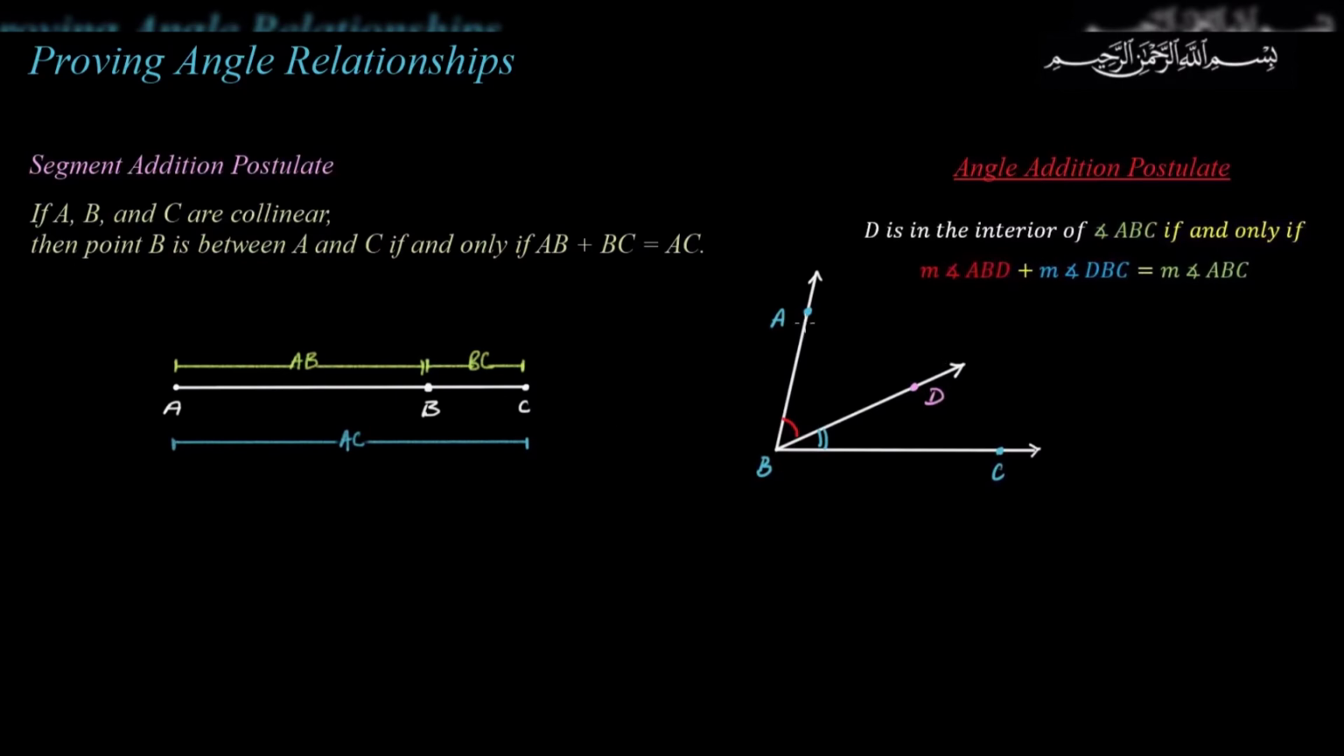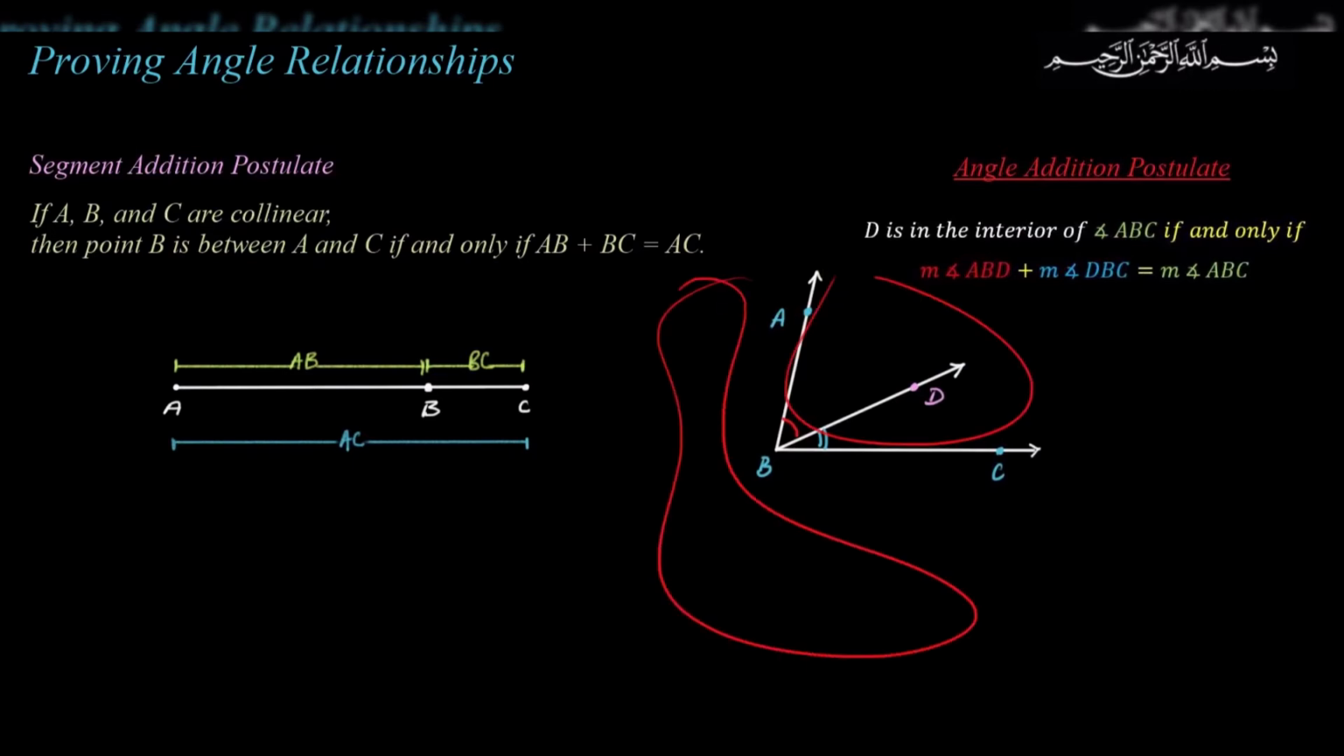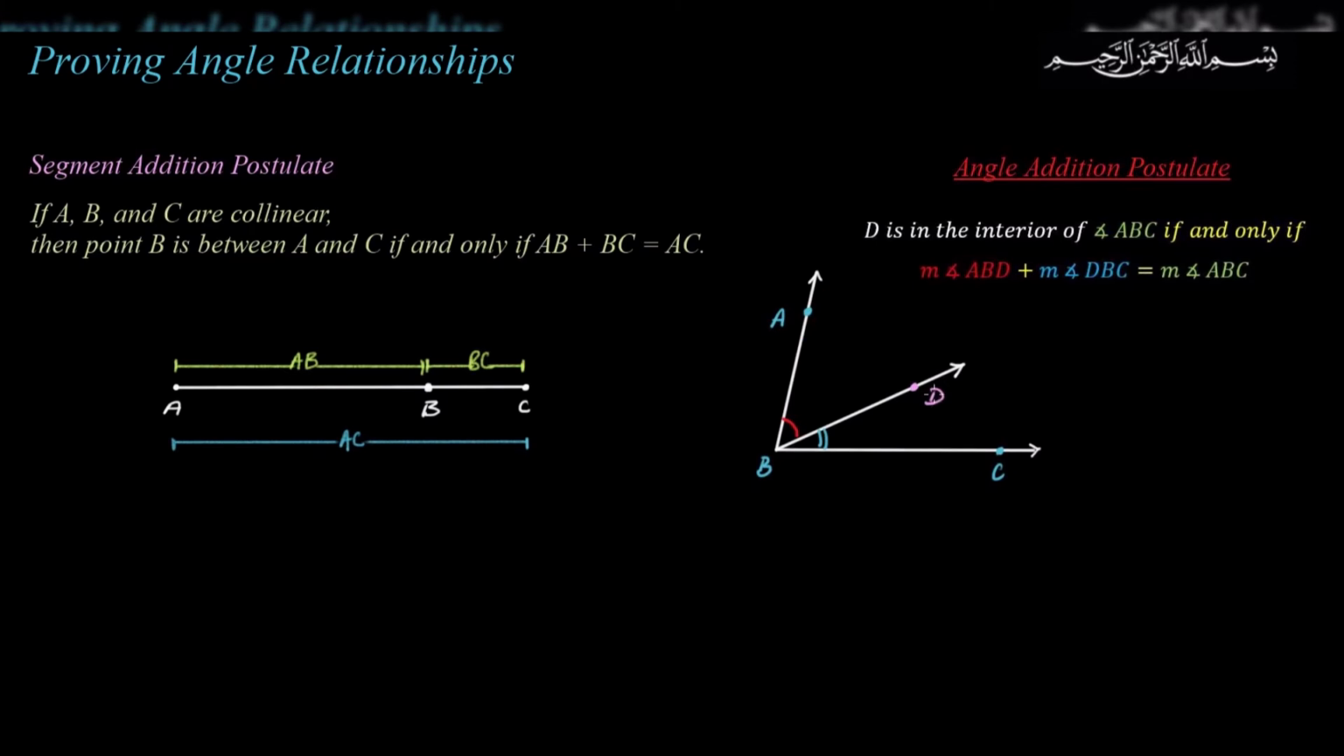So we have angle ABC, this big angle over here. That's angle ABC. And then inside that angle we have a ray over here, ray BD, which is creating two additional angles. This angle here is angle 1, and this one here is number 2. So we have two small angles. So the angle addition postulate states specifically that this point D is in the interior of an angle. If you recall, an angle has an interior and an exterior. So a point is in the interior of an angle.